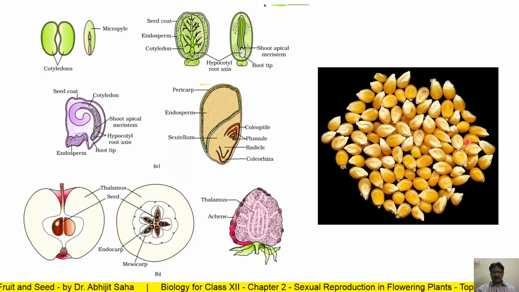Here you see these are some monocot grains, that is maize grain. This is the structure of a monocot seed. In monocot seed, here the pericarp, that is the fruit wall, is fused with the seed coat. There is aleurone layer, there is the endosperm and the scutellum with coleoptile, plumule, and coleorhiza and radicle. So this is the structure of a typical maize seed, and this is a monocot seed, these are dicot seed.